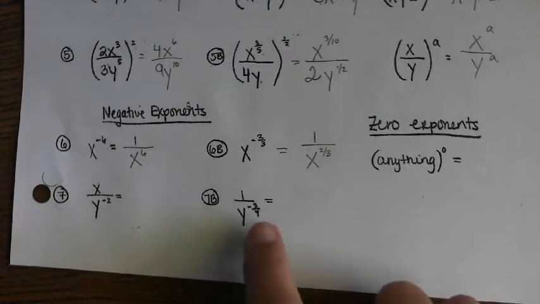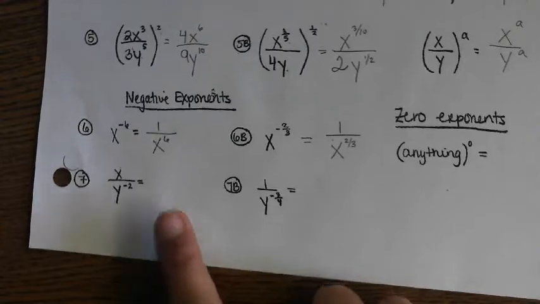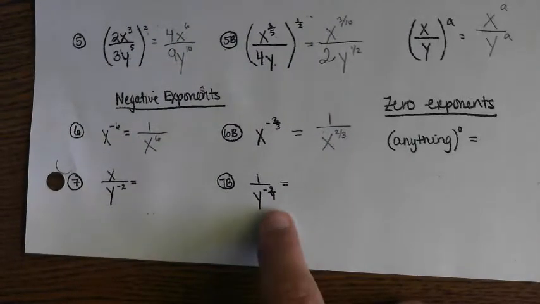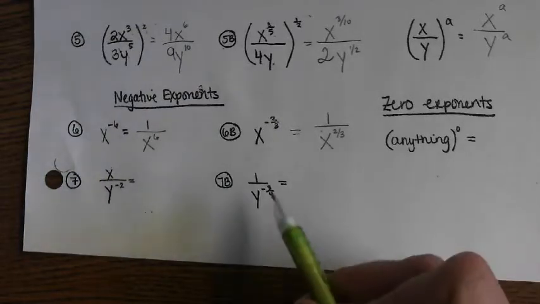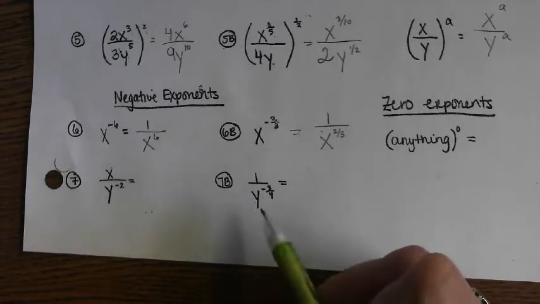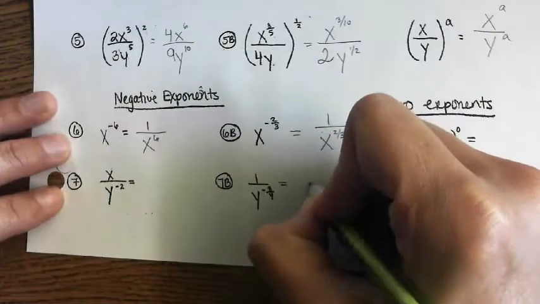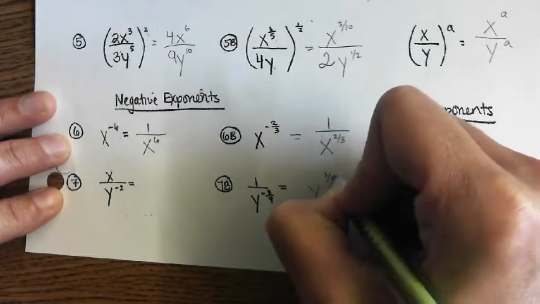I actually would prefer to do 7b before 7. So 7b, it's already 1 over. So the negative exponent is already in the denominator, so to counter that and make it a positive exponent, we have to rewrite it in the numerator. So that's going to be y to the positive 3/4.